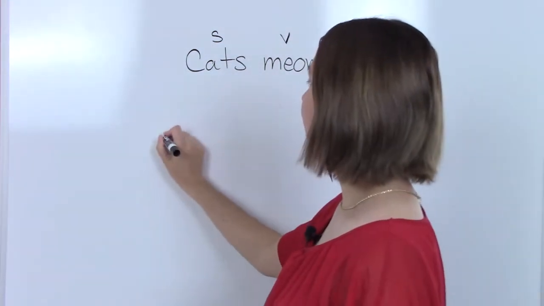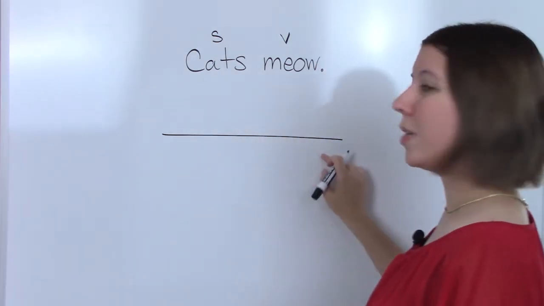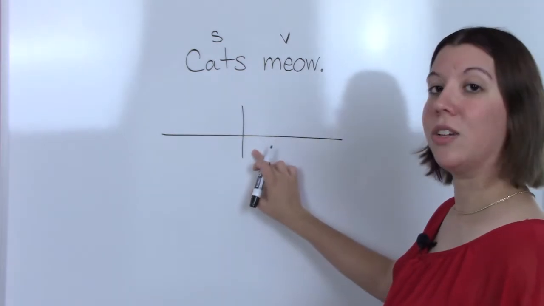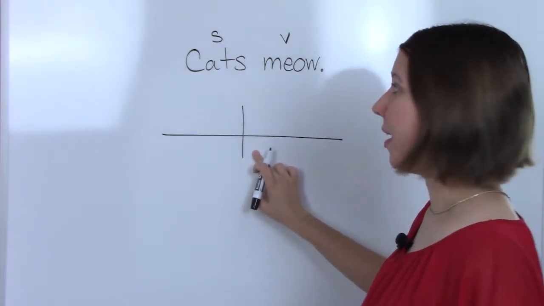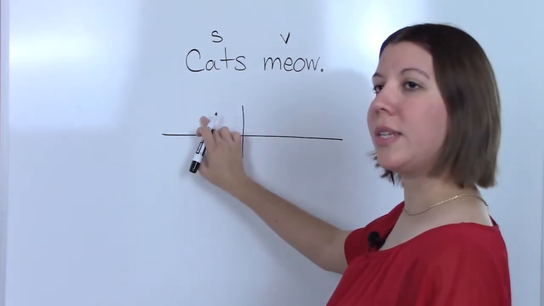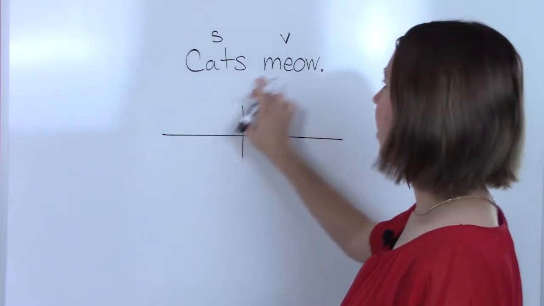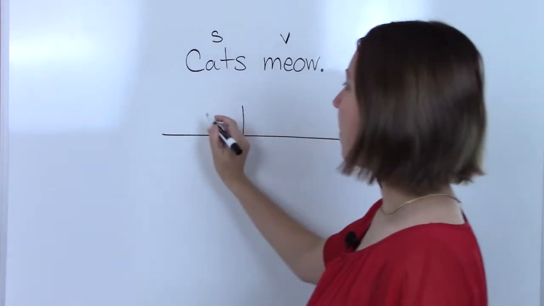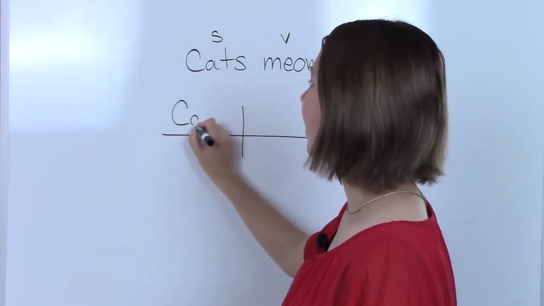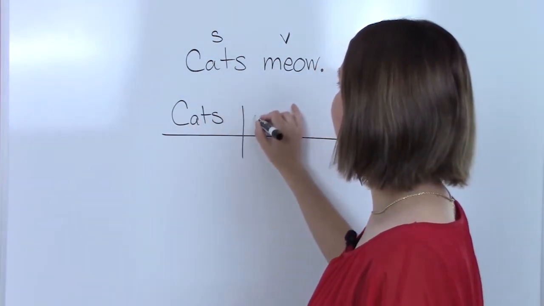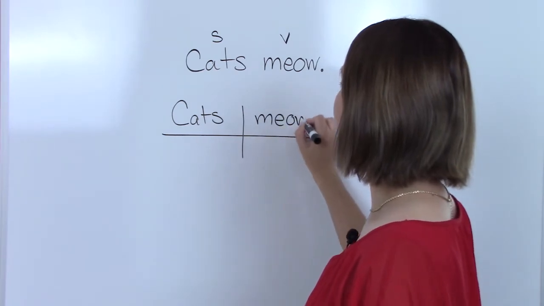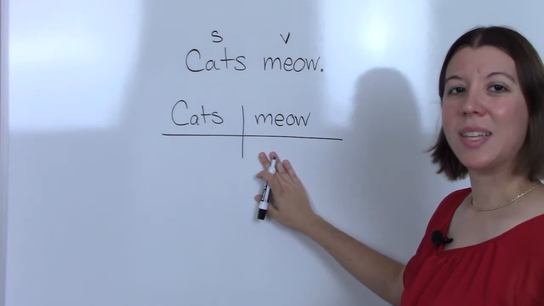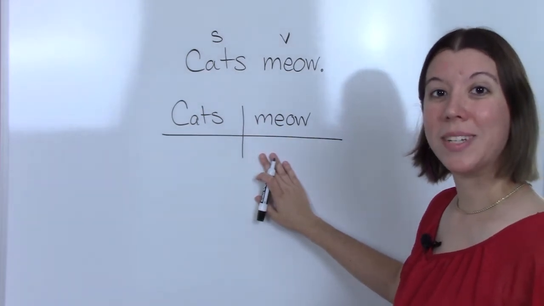When I diagram, I have a long horizontal line and a vertical line that goes underneath that horizontal line. My subject goes in the box in the upper left. My verb goes in the box in the upper right. I keep capital letters the same. Capital C in cats, meow, but I ignore punctuation. There is cats meow diagrammed.